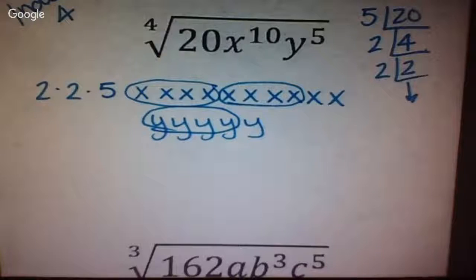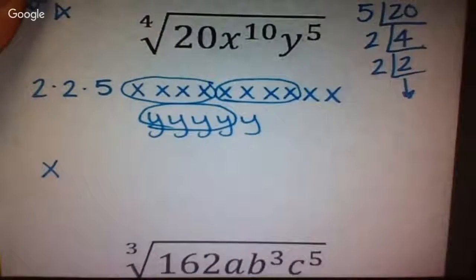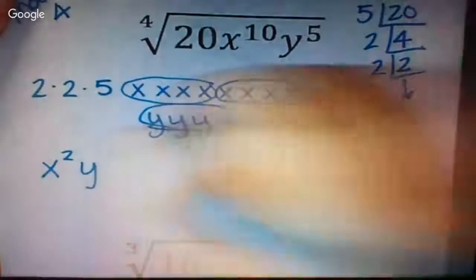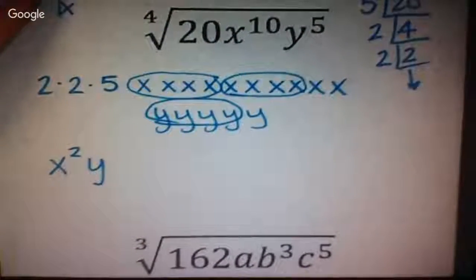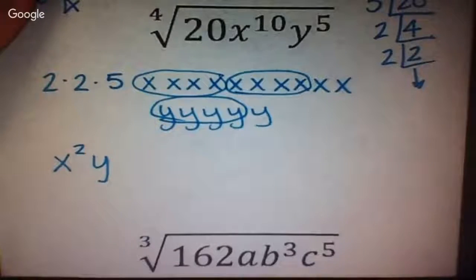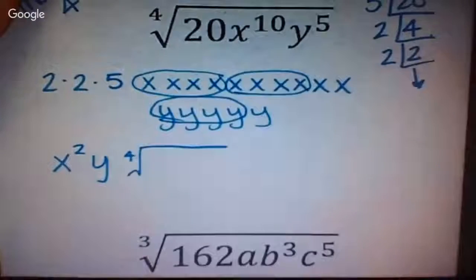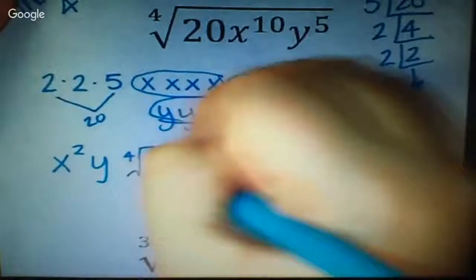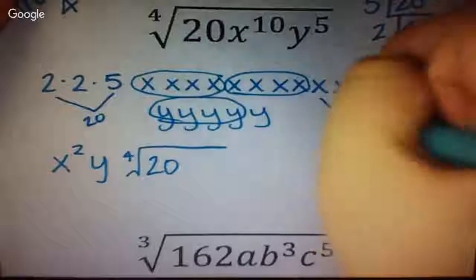Okay. So I circled X's. They came up front. That has an exponent of 2. My Y has an exponent of 1. I'm not going to write it this time. Remember, if you have an exponent of 1, you do not have to write it. Back underneath that 4th root, you need to put everything that's left over. So 2 times 2 times 5 gives me 20. X times X, X squared, and Y.